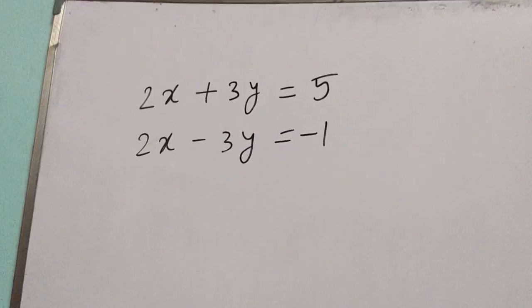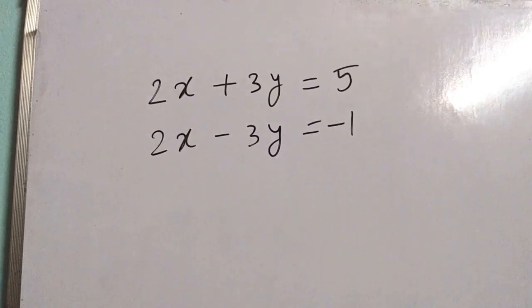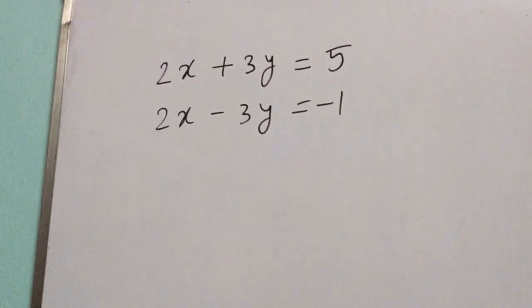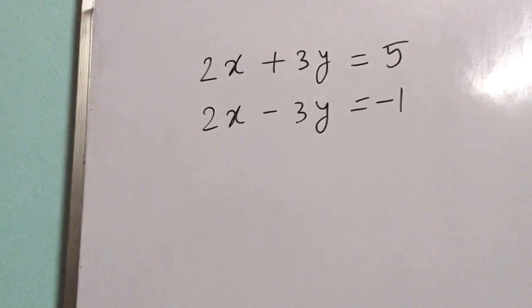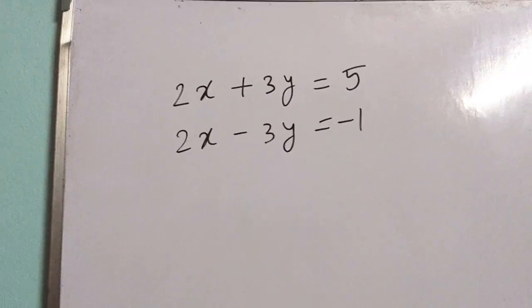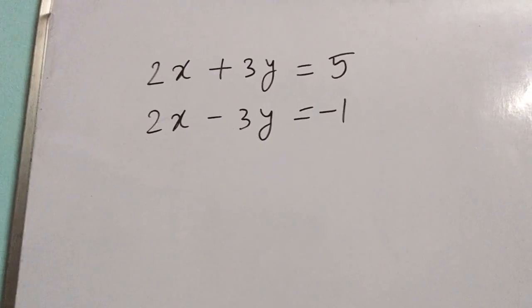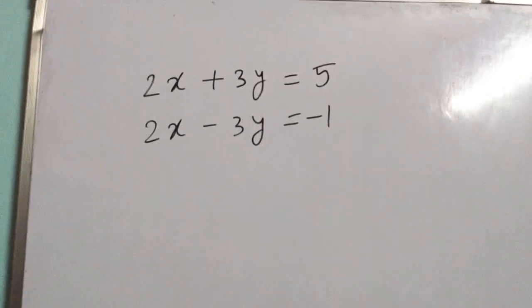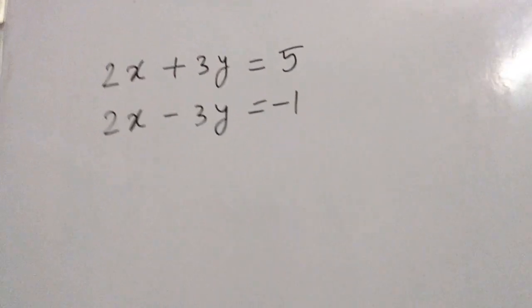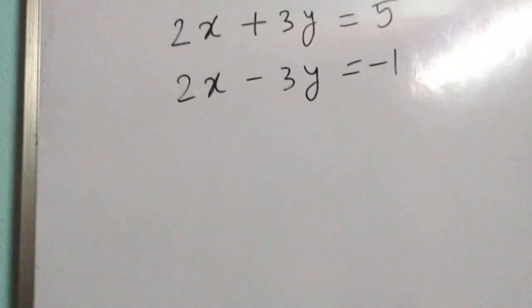Those are two equations: 2x plus 3y equals 5 and 2x minus 3y equals minus 1. Now let's do the solution with the cross multiplication process. Actually there are 4 processes, and cross multiplication is one of them, and I think that is the best shortcut process to solve a pair of linear equations.